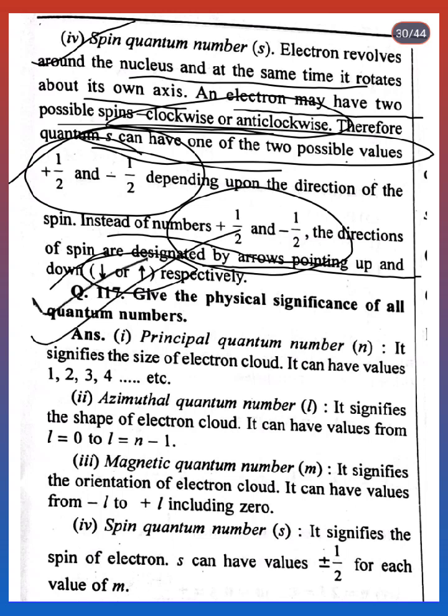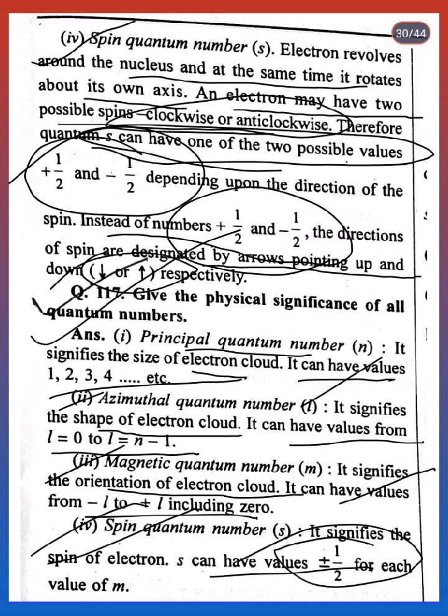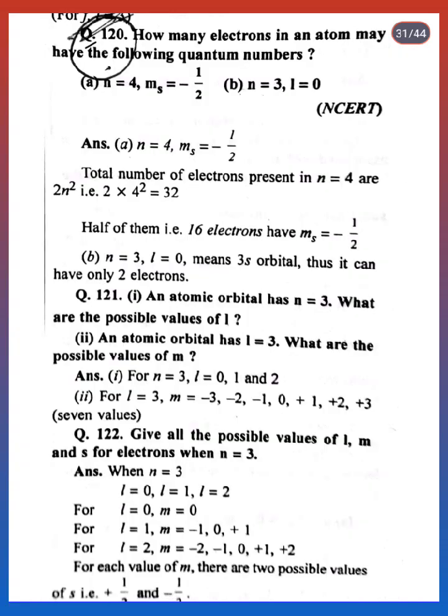Next is the physical significance of all quantum numbers. The principal quantum number signifies the size of the electron cloud and can have values 1, 2, 3, 4, 5 and so on. The azimuthal or angular quantum number, small l, signifies the shape of the electron cloud, with values from l equal to 0 to n-1. The magnetic quantum number signifies the orientation of the electron cloud and can have values from -l to +l including 0. The last one, the spin quantum number, signifies the spin of the electron; s can have positive half or negative half for clockwise and anticlockwise values.